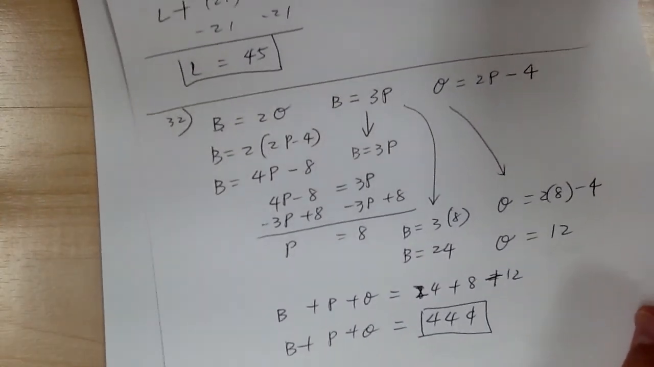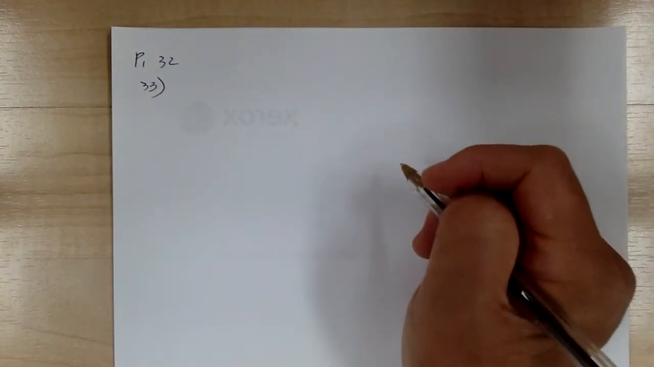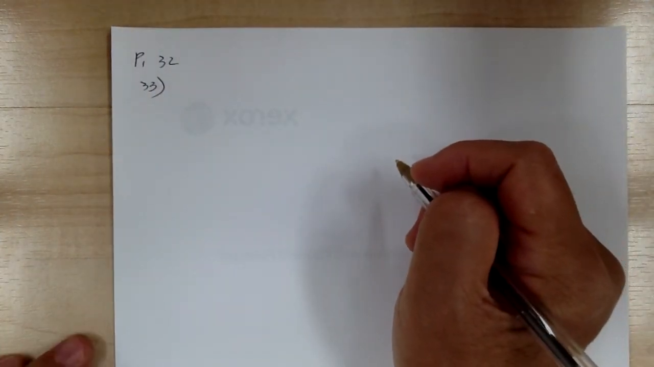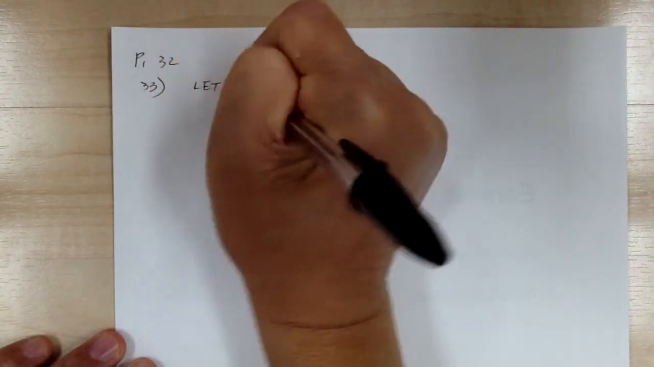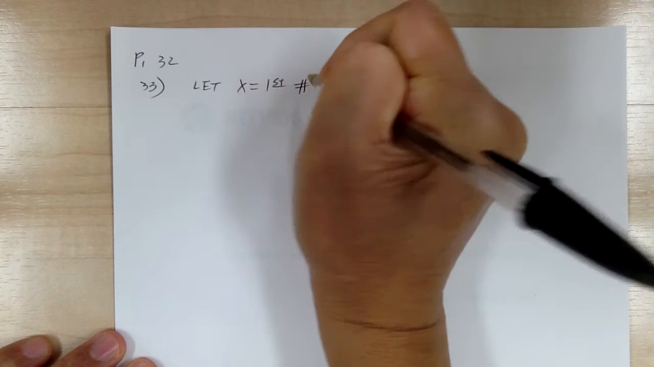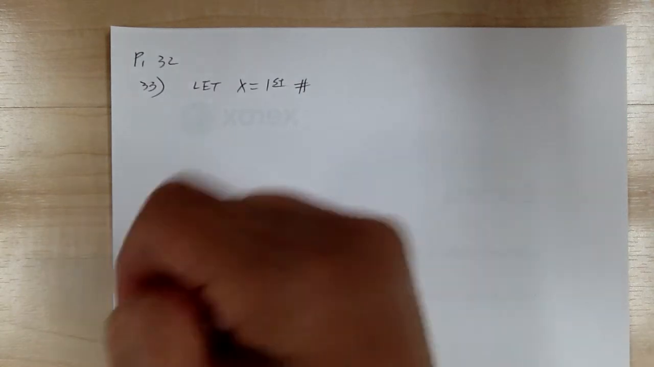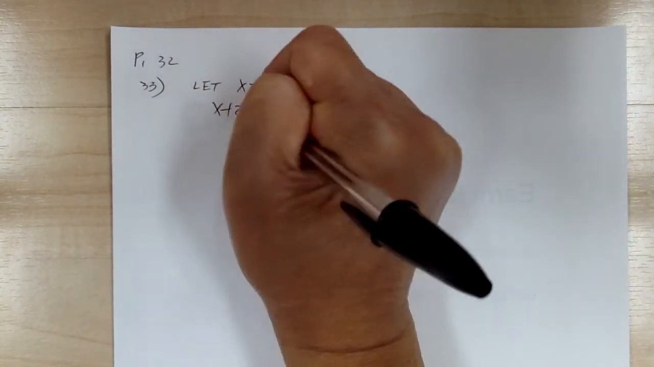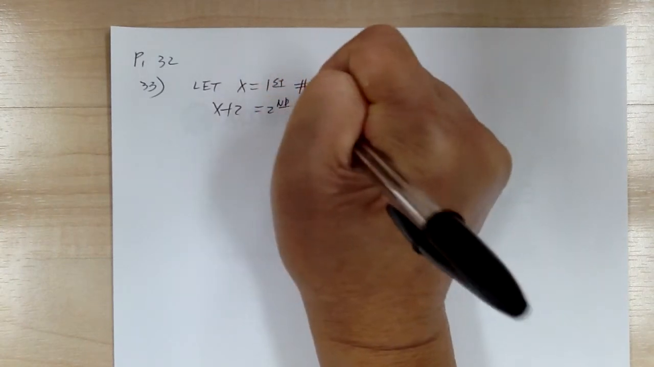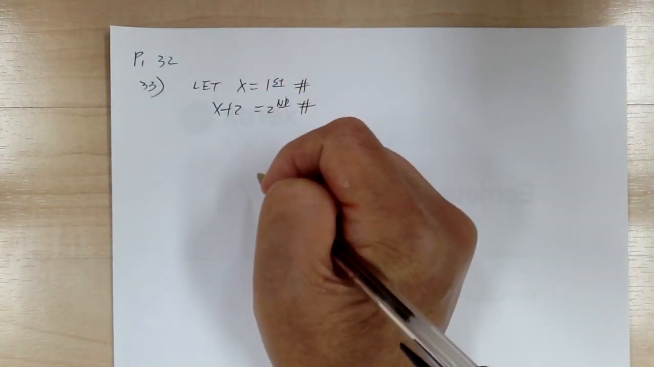Let's go to number 33. So read it through. So these are consecutive odd numbers. So what you want to do is let x equal the first number. Now consecutive odd numbers go by 2, like 1, 3, 5, 7, 9. So you go by 2. So your increment is 2. So x plus 2 will give you the second number.